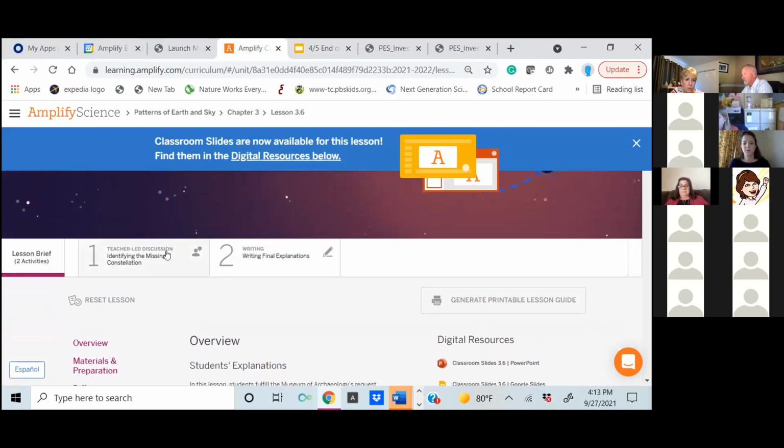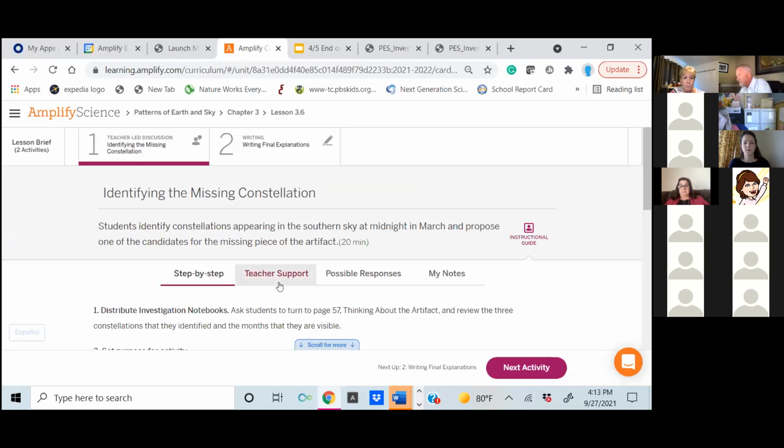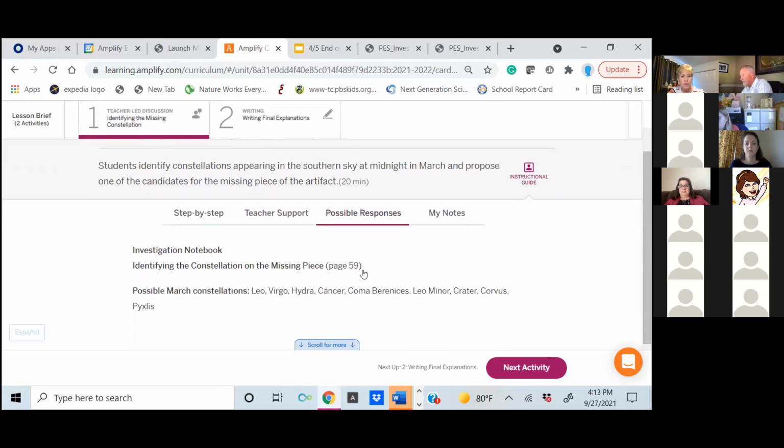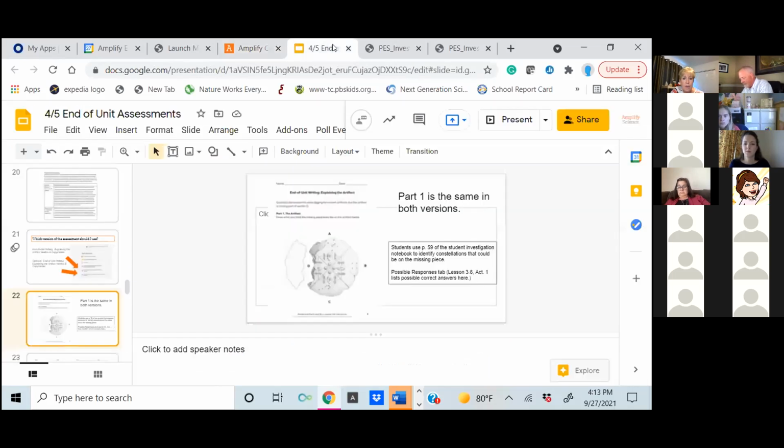But when you come up here to the teacher-led discussion about what is the missing constellation there, you see a possible responses tab again too, which shows you, based on what the kids have done in previous lessons and made these constellation posters that are hung around, they could choose to draw any one of these different spring constellations as being the one that's on that missing piece. So just don't forget about that possible responses tab, because sometimes there are some answers for parts of assessments there as well too. If you've gone through and taught those units and used the slides, you'll probably recognize that, but I was just pointing it out in case.